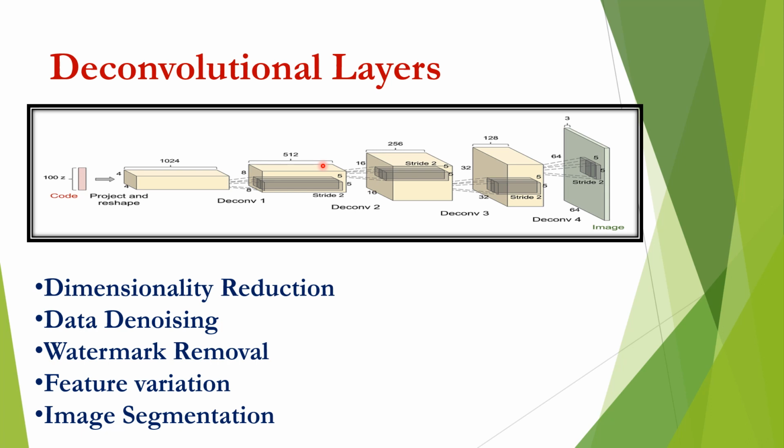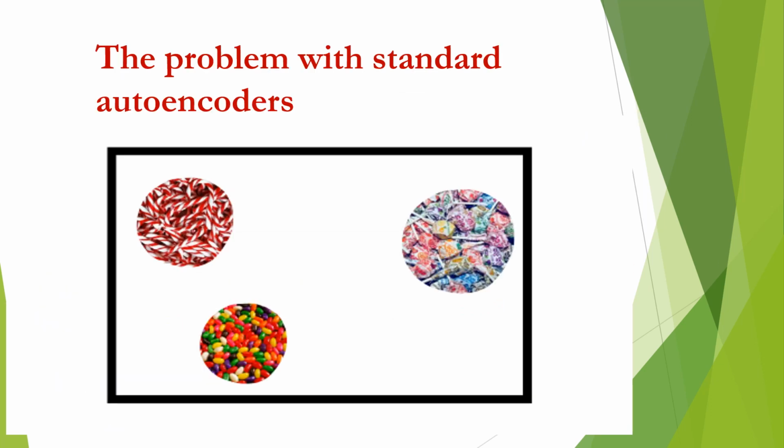Because of their ability to encode and decode data efficiently, autoencoders are perfect for dimensionality reduction, data denoising, watermark removal, feature variation, and image segmentation. So what's the problem with the standard autoencoder? Though autoencoders have many applications, they can still be limiting. Autoencoders are only able to generate a compact representation of the input and reconstruct the input, which is great for data denoising and dimensionality reduction, but not for generation.